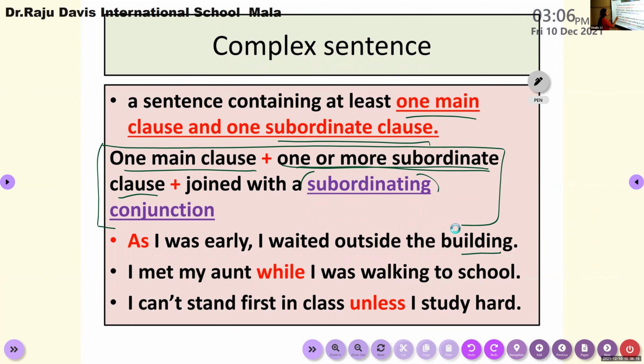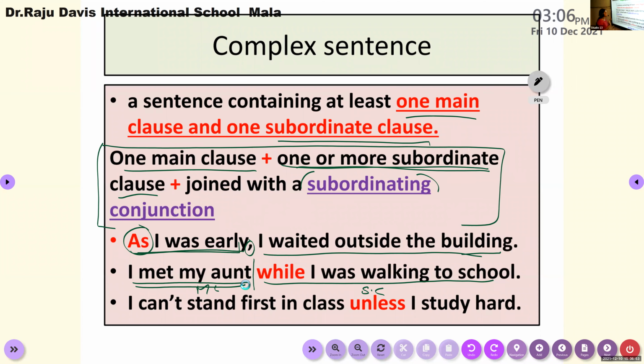And one more thing, children, listen. Sometimes we begin our sentence with a subordinating conjunction, with a subclause. If your complex sentence is starting with a subordinating conjunction or subordinate clause, remember, after the subordinate clause, give a comma. Okay, and you can write the main clause. If you begin your sentence with the main clause, I met my aunt, this part of the sentence is the main clause. While I was walking to school is the part called subclause, right? So here there is no need for any commas because we are starting this complex sentence with the main clause. If you begin your complex sentence with the subordinating conjunction, with the subclause, then separate the subclause from the main clause with a comma. Clear?